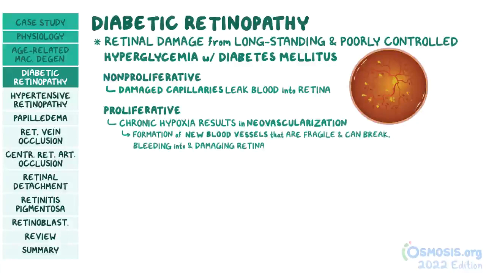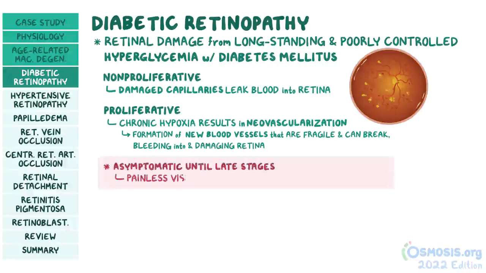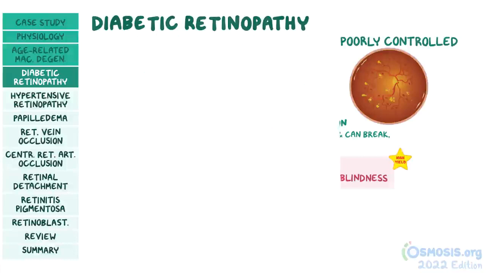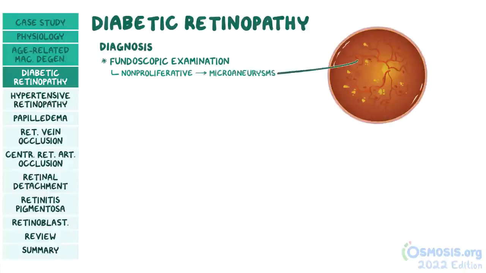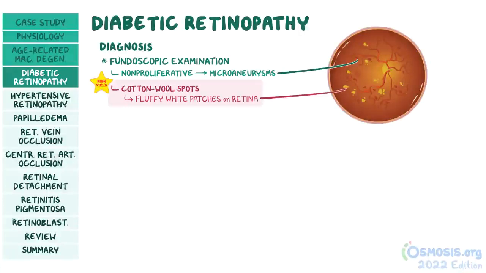For your tests, it's important to remember that diabetic retinopathy is usually asymptomatic until late stages, when it causes painless visual impairment that can progress to blindness. Diagnosis is made with fundoscopic examination, which in the case of non-proliferative retinopathy reveals microaneurysms along with the high-yield cotton wool spots, which are fluffy white patches on the retina. Now, in addition to these findings, proliferative retinopathy also shows neovascularization.